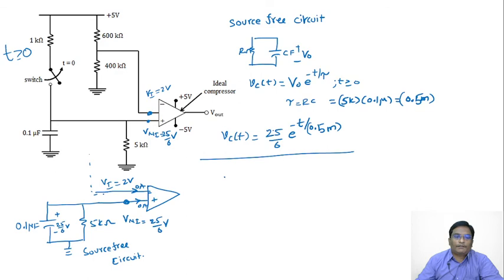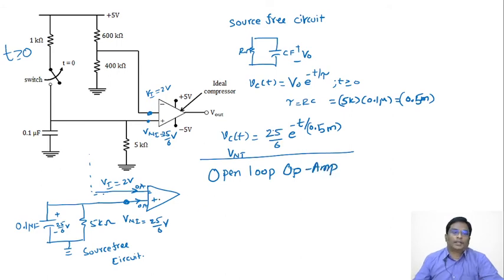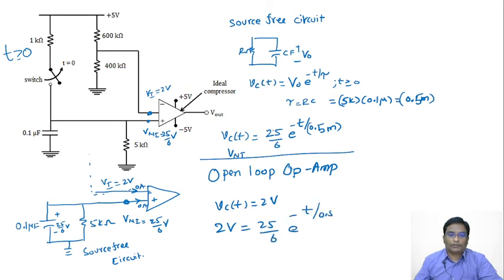And this is the Vc of t, or the non-inverting voltage here, as a function of time t. And we know it's an open loop op amp. This Vc of t here is nothing but 2 volts itself. Finally, it becomes 2 volts. This 2 is nothing but 25 by 6 into e power minus t by 0.5 milli.